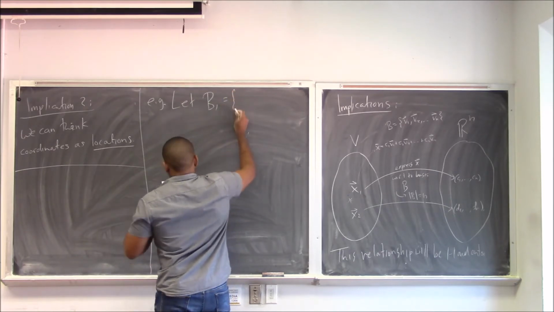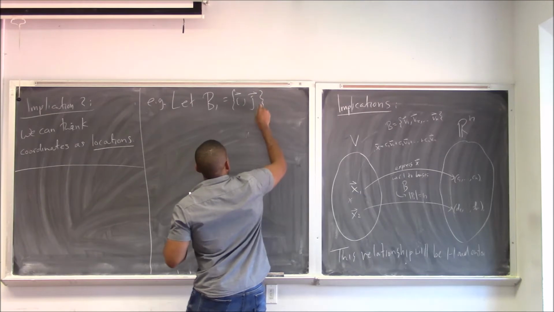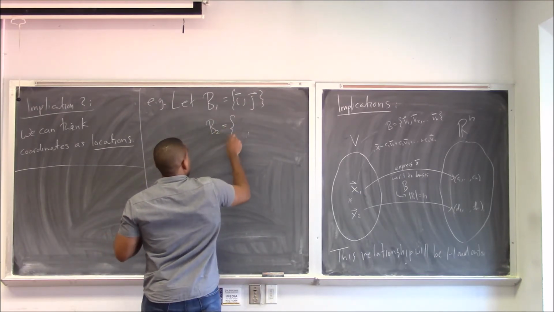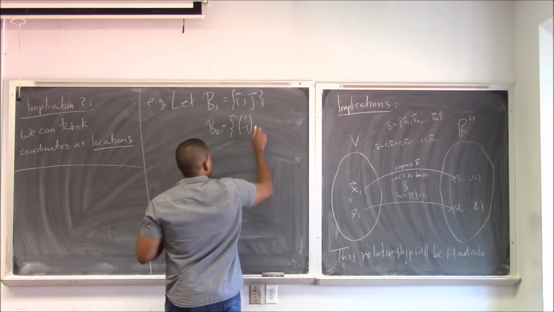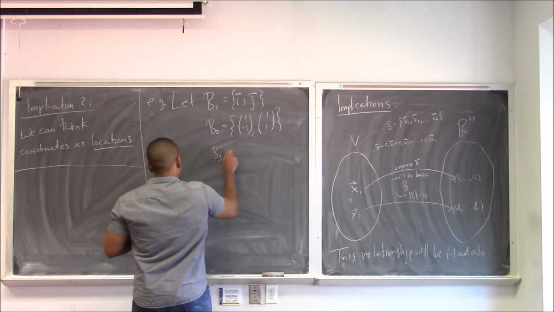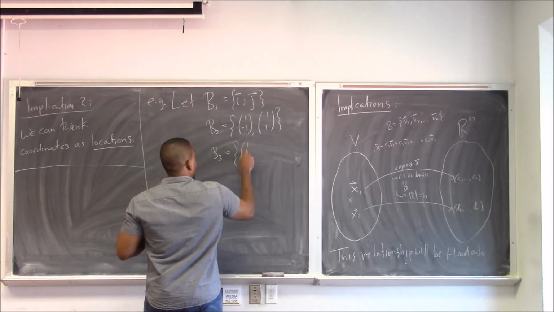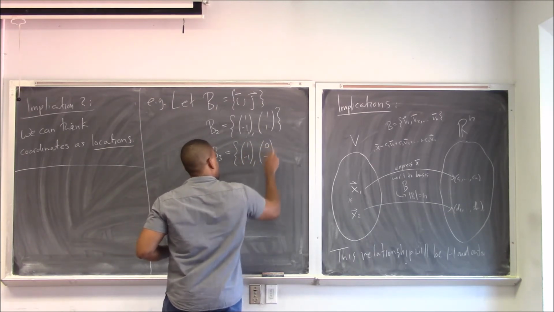Let B1 equal the i vector and the j vector. B2 equals (1, -1), (1, 1). B3 equals (1, -1), (0, 2).